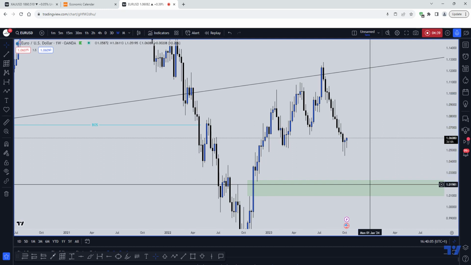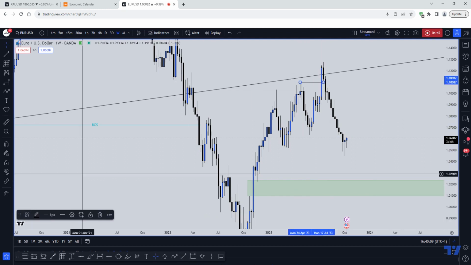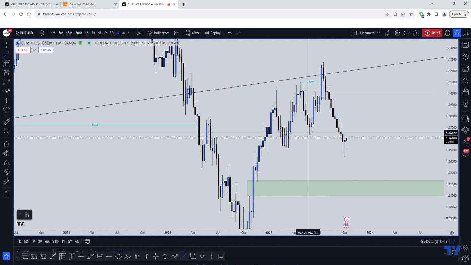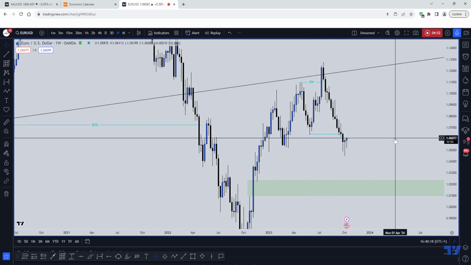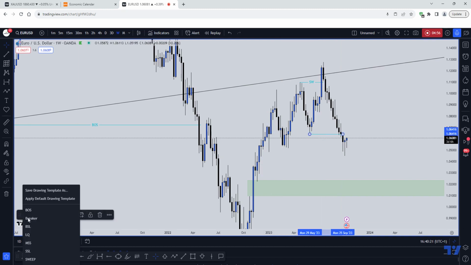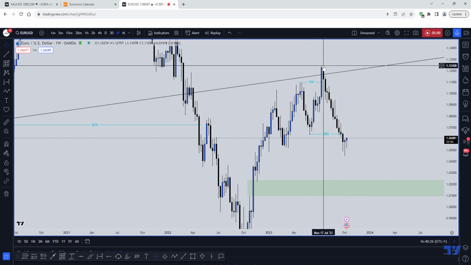What we can also identify here on the weekly, just before we do drop down, is that sweep of the high right there. Following the sweep of the high, the market has shifted structure. So like I said, monthly and weekly bearish time frames. We have swept the high and shifted market structure to the downside because we have broken below the previous low that created the sweep of the high.